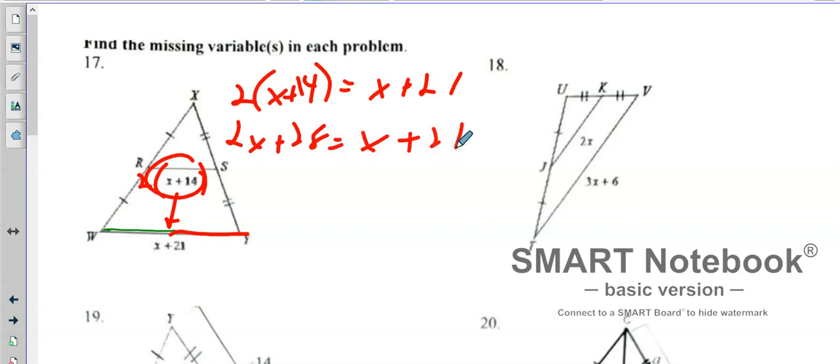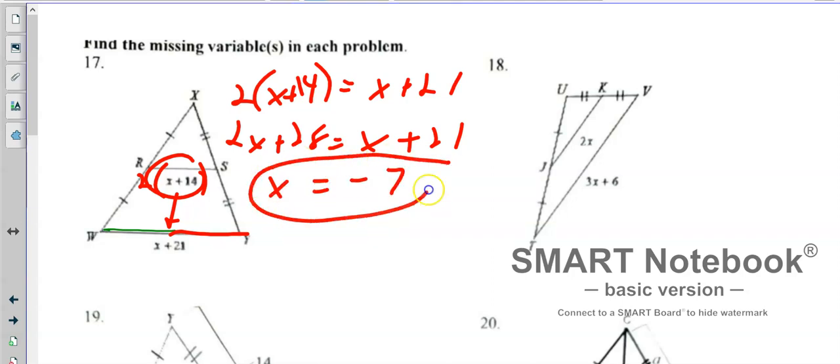I'm going to subtract x this way. I'm going to subtract 28. That's going to give me negative 7. Some of you might go, wait a minute, I can't have a negative number. Yes, you can. That's x. That's not the segment. If you put negative 7 in here, you'll get a measurement of 7 here. If you put negative 7 in here, you'll get 14 here. And 7 is half of 14. That is true.